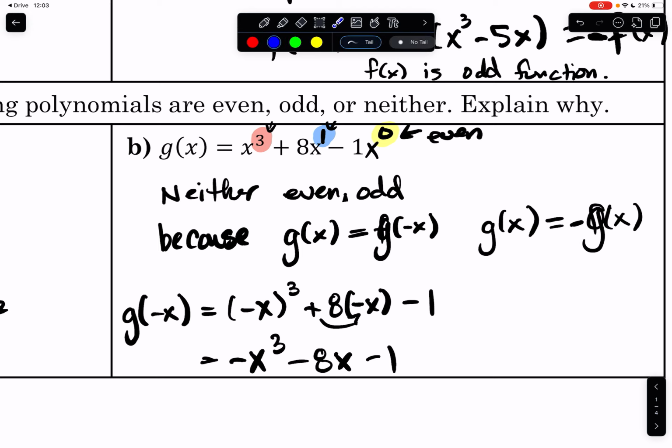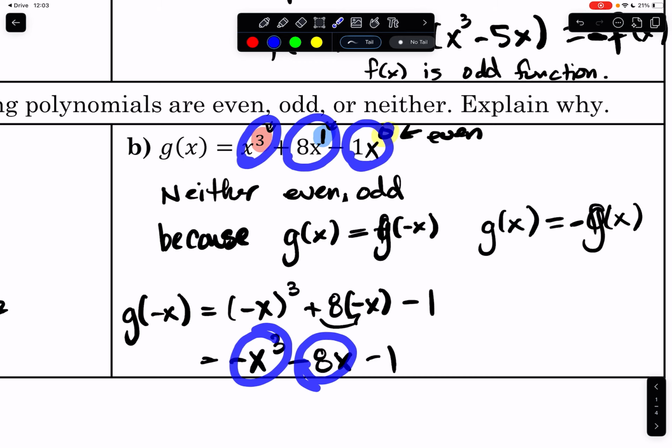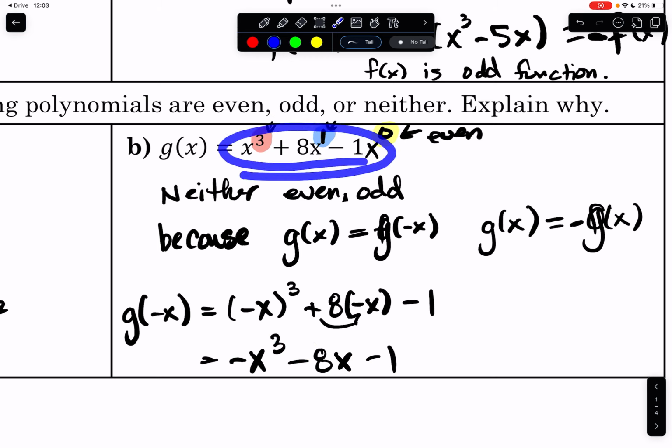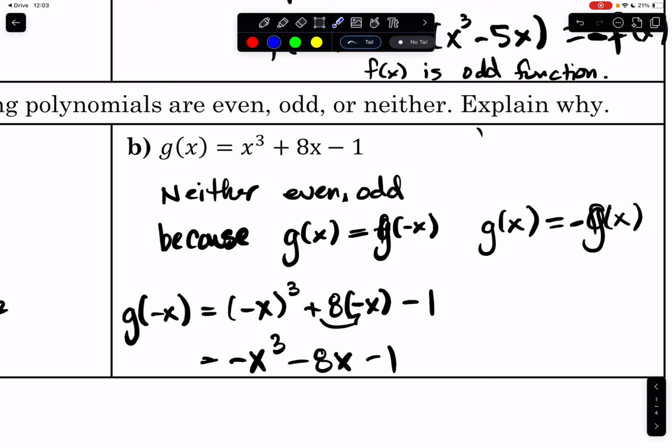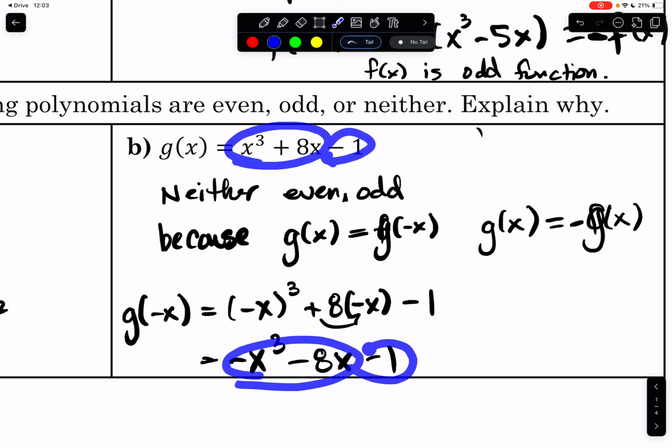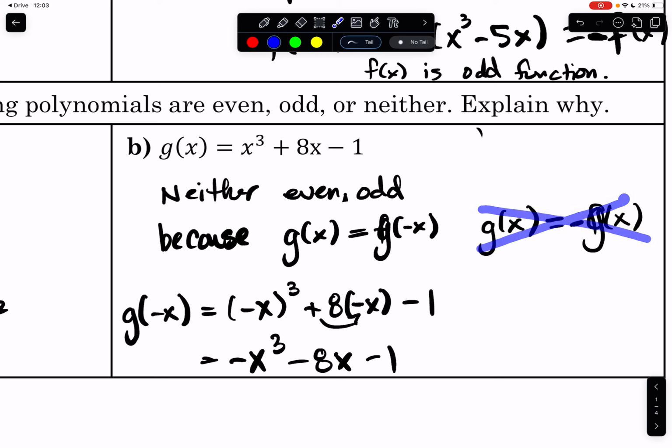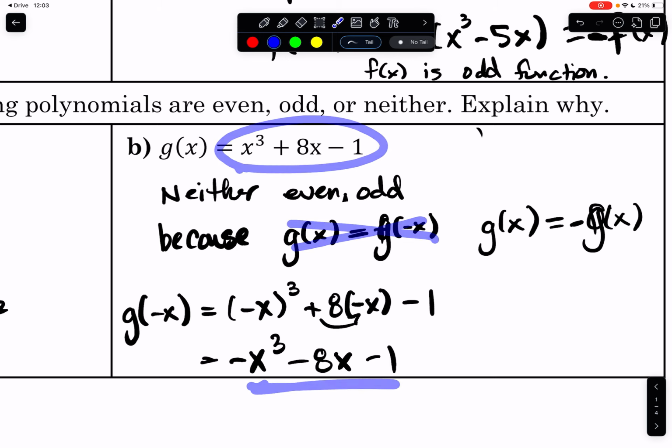So it's close to being the opposite, because this is now the opposite and this is now the opposite. But the last term, because it's an even value, doesn't change, and we do not get the opposite of the original equation. Only the first two terms are the opposite of what I started off with, but the last term is the same. So it is not going to be odd, and it's obviously not going to be even because it's not the original equation I began with. So this is how we prove mathematically that it is not an even or odd function.